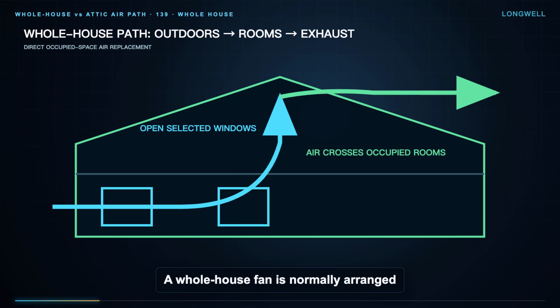A whole house fan is normally arranged between the occupied house and the attic or outdoors. With intentionally open windows or doors, it draws outdoor air through selected rooms, then discharges that air out of the living space. The room effect can feel direct because the occupied zone air is moving and being replaced. But the strategy depends on outdoor air being cooler, acceptably dry, and clean enough to bring indoors. Closed or poorly distributed openings change the path and can produce uneven flow.